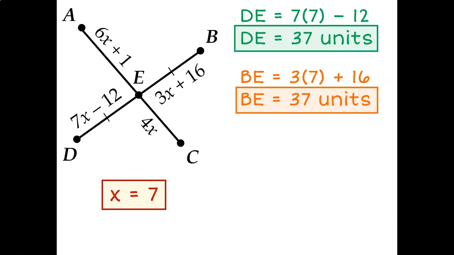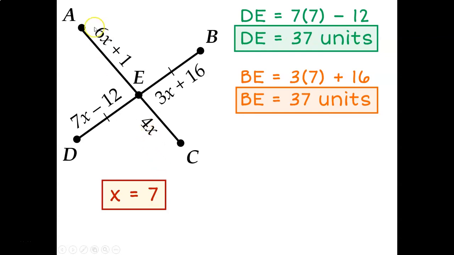And it makes sense that I got the same answer for these two segments, right? That was kind of the whole point of this problem, that DB was bisected, which means these two segments had to be equal to each other. So if I had gotten something other than the same number for both of these, I would know that I got the wrong answer for x.